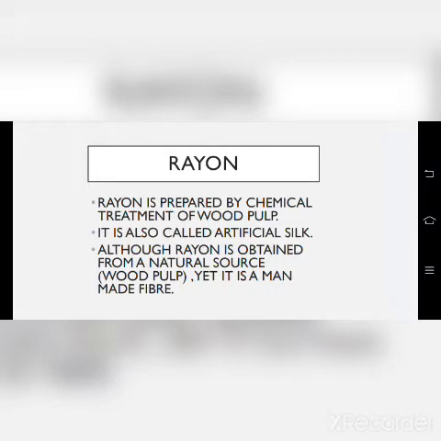It is prepared by chemical treatment of wood pulp. Rayon resembles silk, so it is also called artificial silk. Although rayon is obtained from a natural source, that is from wood pulp, it is a man-made fiber since it is prepared by the chemical treatment.